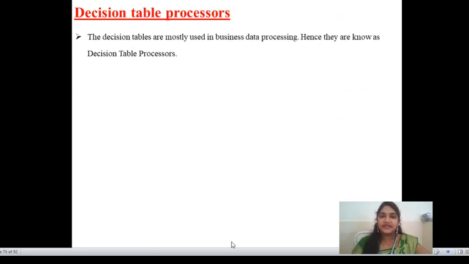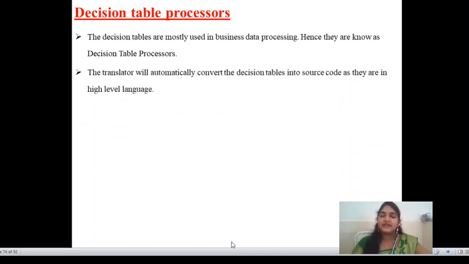The decision tables are mostly used in business data processing, mostly as a soft copy: to access the soft copy, to define the soft copy, to implement the soft copy. Hence that processing is known as decision table processors. Here the translator will automatically convert the decision table into source code in a high level language.